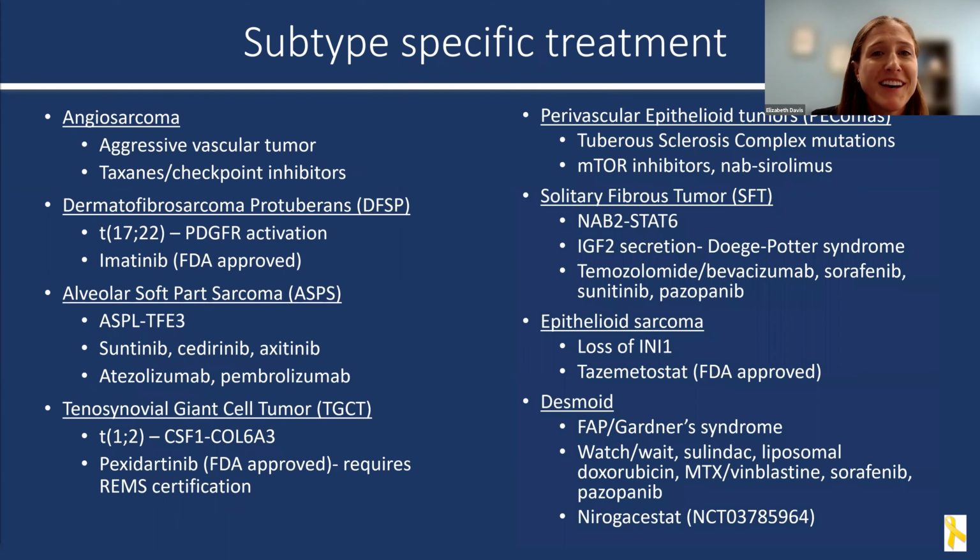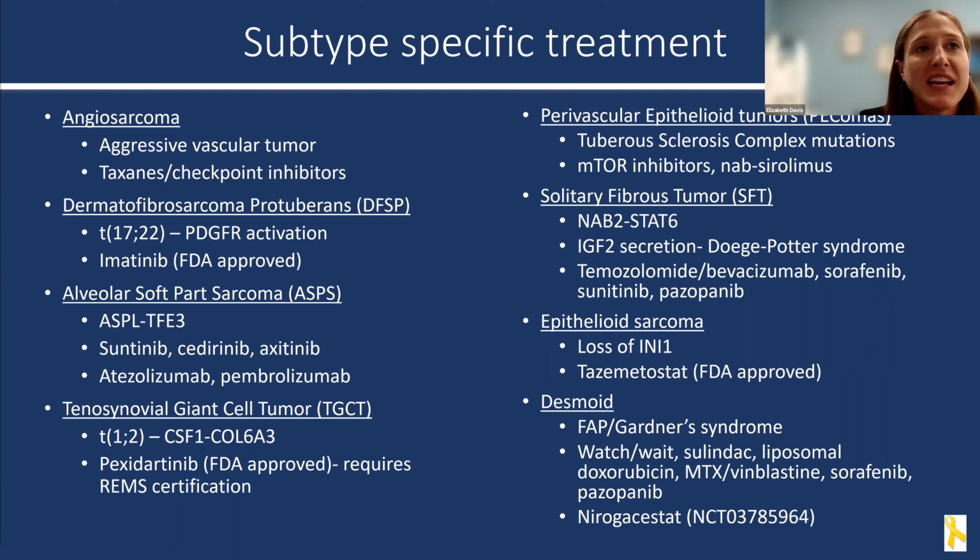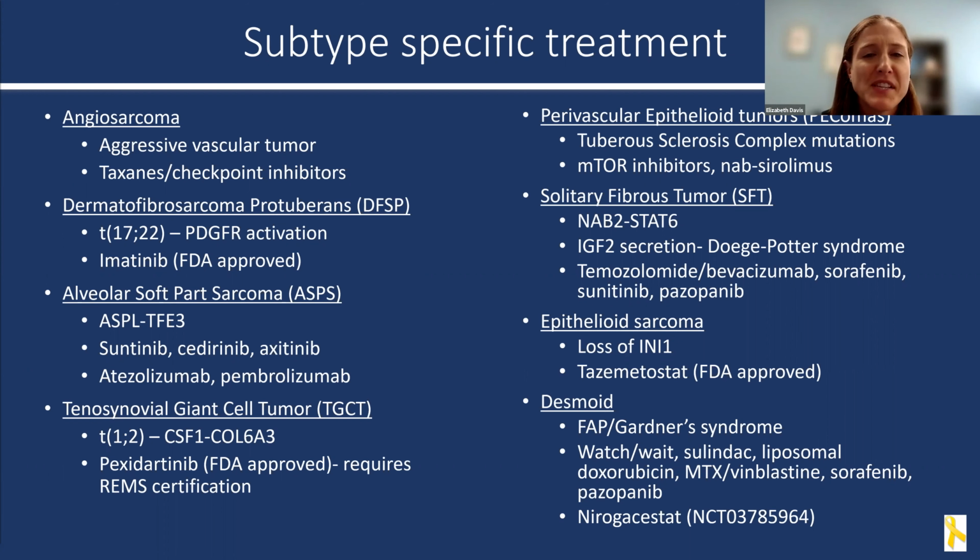There are numerous other histologies that I don't have time to run through today, but it's important to know that many of these histologies that have a very low incidence per year have very specific treatment paths that can be considered. For example, angiosarcoma we've seen some success with checkpoint inhibitors as well as single agent taxanes. Alveolar soft part sarcoma, we've seen success with both tyrosine kinase inhibitors and checkpoint inhibitors. PEComa, we've seen success with mTOR inhibitors, and solitary fibrous tumor, TKIs, as well as regimens like temozolomide and bevacizumab.